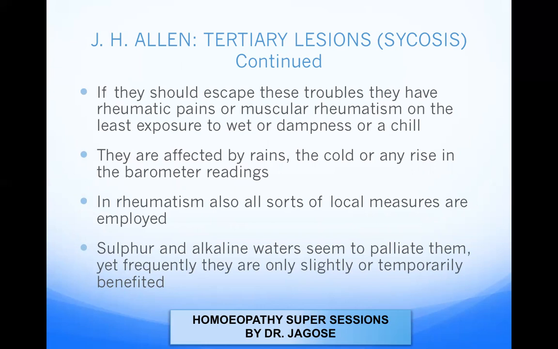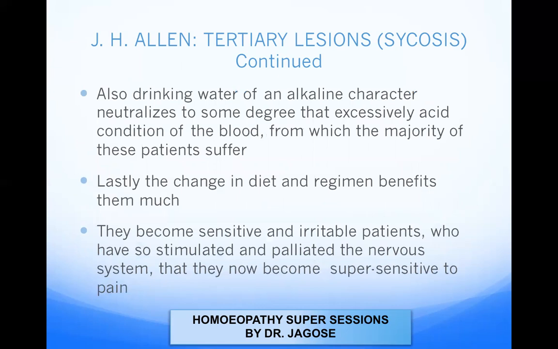In rheumatism also, all sorts of local measures are employed. So in rheumatism also, the patient has taken local measures like water baths, electricity, etc. Especially sulfur and alkaline water seem to palliate them, yet frequently they are only slightly of temporary benefit. Also, drinking water of an alkaline character neutralizes to some degree that excessive acid condition of the blood from which the majority of the patients suffer.